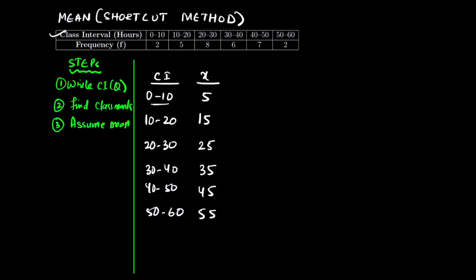Next, we need to assume a mean, and using the assumed mean, find the deviation by using the formula x minus a. You can take any of the x values, preferably somewhere from the middle. So you can select either 25 or 35. Let's select 25, so assume the mean is 25. Now we need to find the deviation by using the formula x minus a.